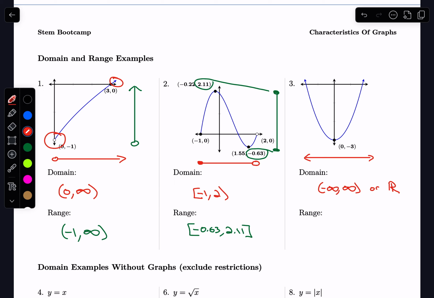All right, and the range, we're going to go as low as -3, and we're going to go up all the way to infinity because of those arrows. So our range is going to go from -3, which is included, all the way up to infinity with a parenthesis.